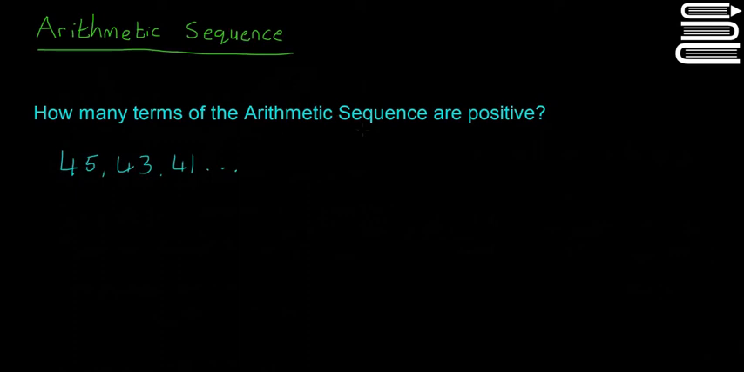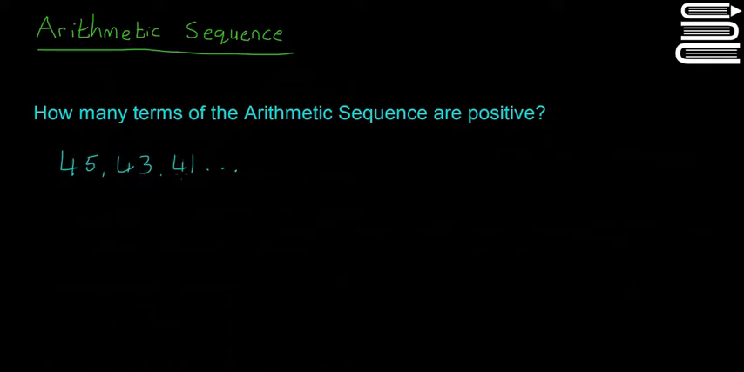So now we're going to look at another arithmetic sequence question. It's going to be a little bit harder, so we'll just go straight into it. How many terms of the arithmetic sequence are positive? We see here an arithmetic sequence, 45, 43, 41, and it goes on. And this is going to keep going down.